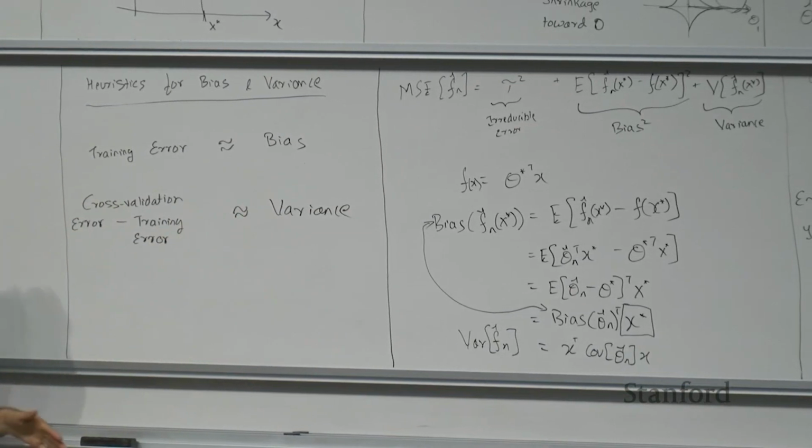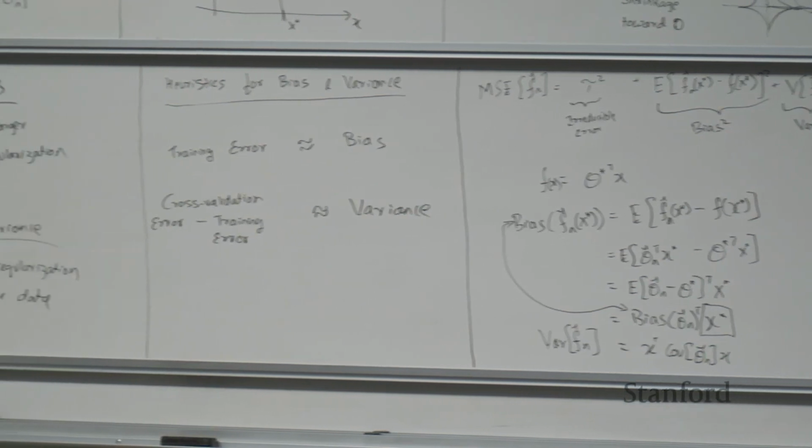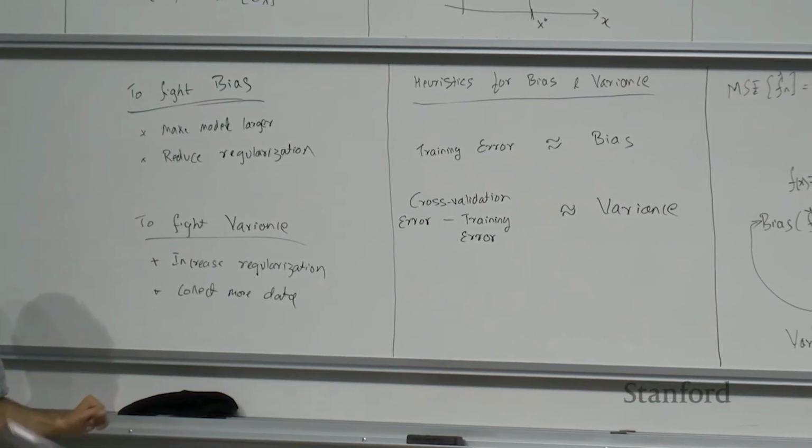And once you get this breakdown, we then make a conscious decision of whether we want to fight bias or we want to fight variance in the next step. And in order to fight that particular one of the two evils, we choose one of the actions that help us fight that component.